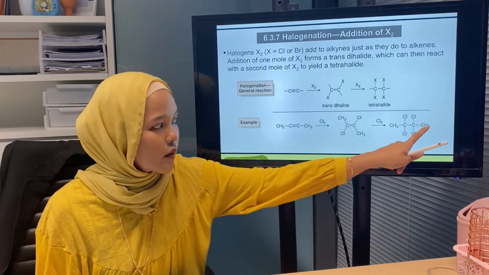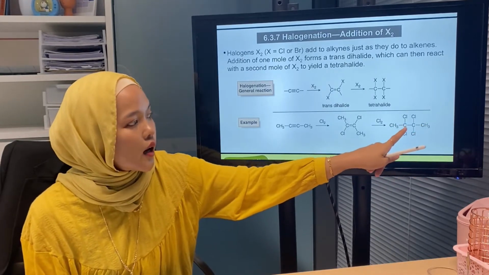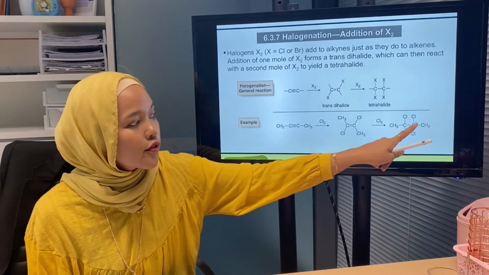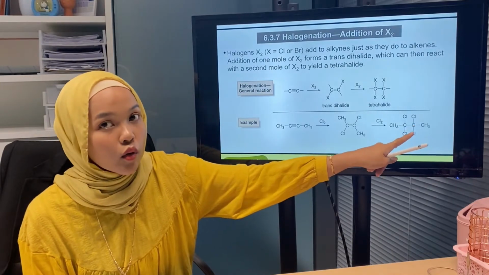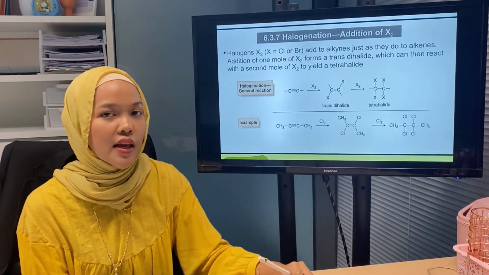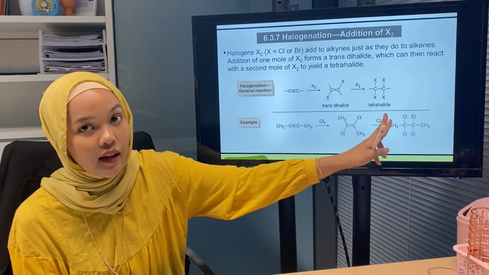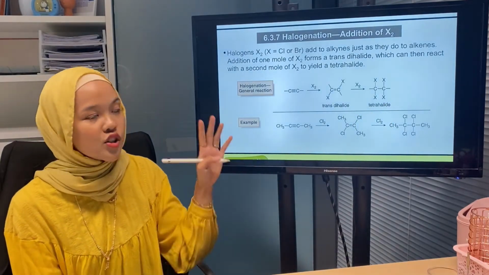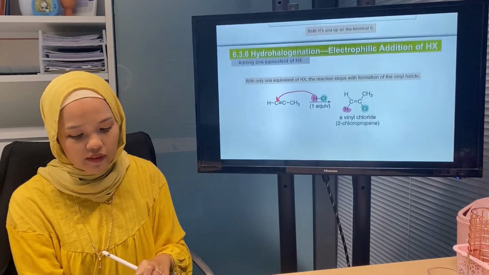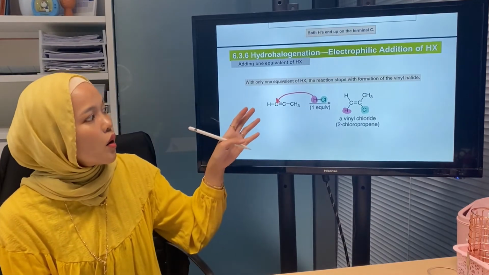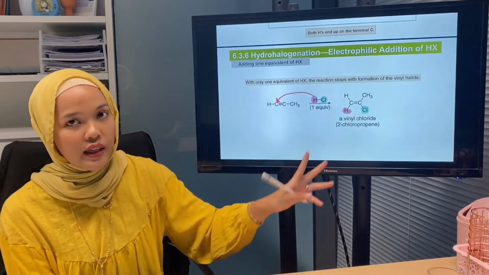Okay, butane. You have 2,2,4,4-tetrachlorobutane. Because it is a tetrahalide, right? So for this one, you just need to know. But maybe this one you need to understand, where it is being added.